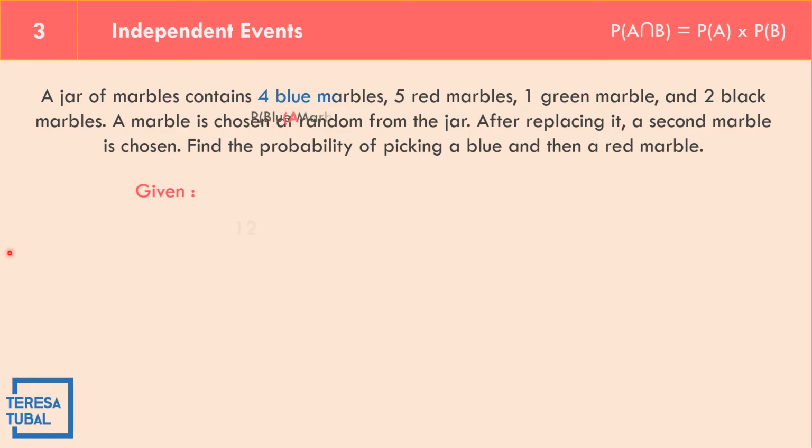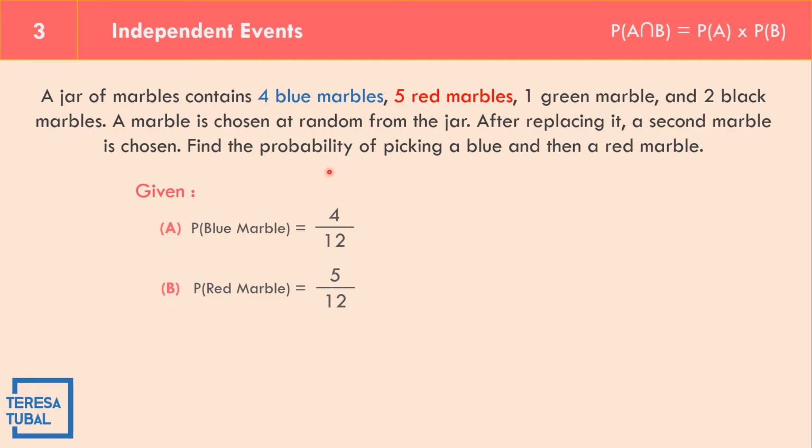Let us see what could be the given in event A. Event A, that is the probability of the blue marble. So that is 4 out of 12. How to get 12? 4 plus 5, 9 plus 1, 10 plus 2, that is equal to 12. How about the event B? The event B, that is the probability of the red marble. So the red marble is equal to 5 out of the total number of possible outcomes, that is equal to 12.